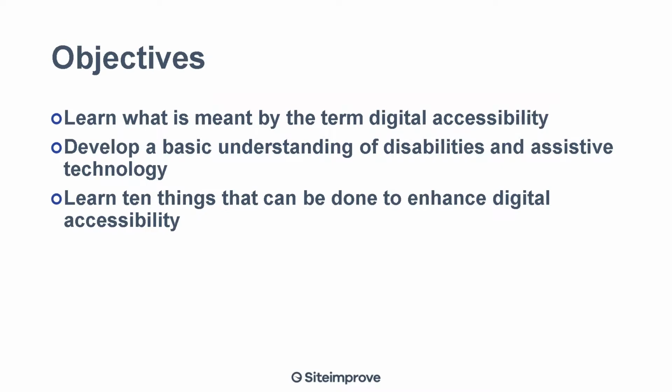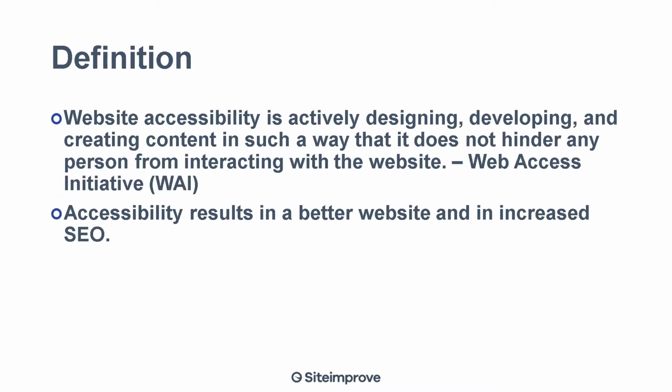So here's what we're going to cover in today's presentation. We're going to learn what is meant by the term accessibility. We're going to then develop a basic understanding of disabilities and assistive technologies. And then we'll learn a little bit about the guidelines and 10 things that you can do right now to assist in digital accessibility, making sure your sites and your work are more accessible.